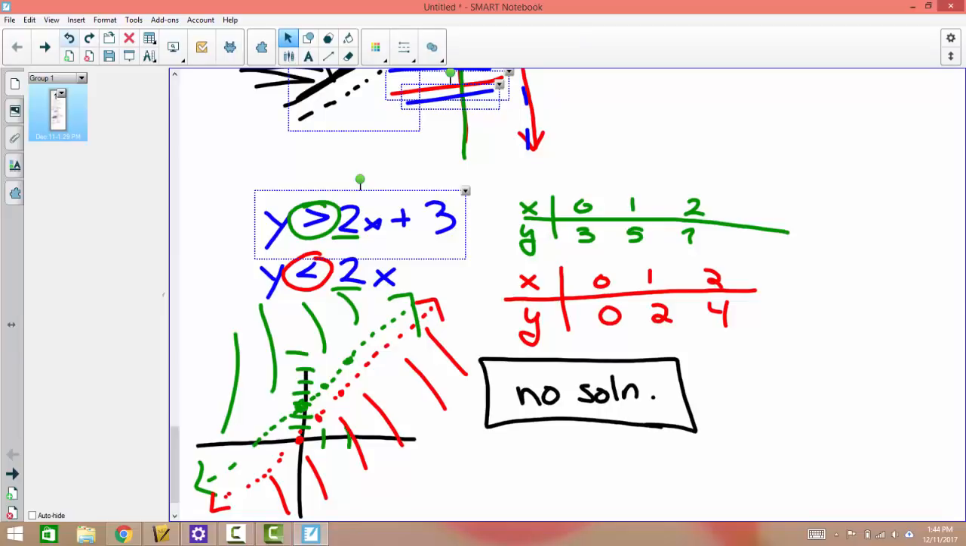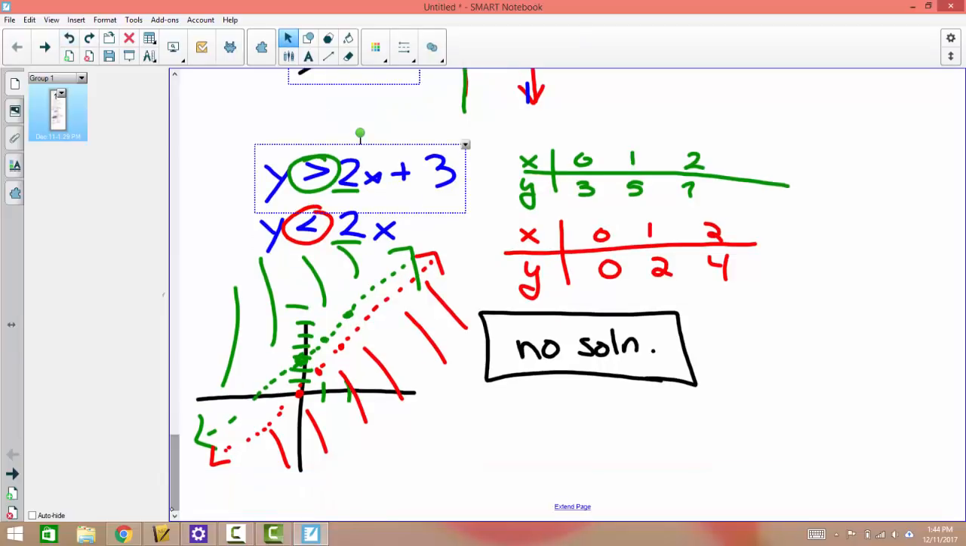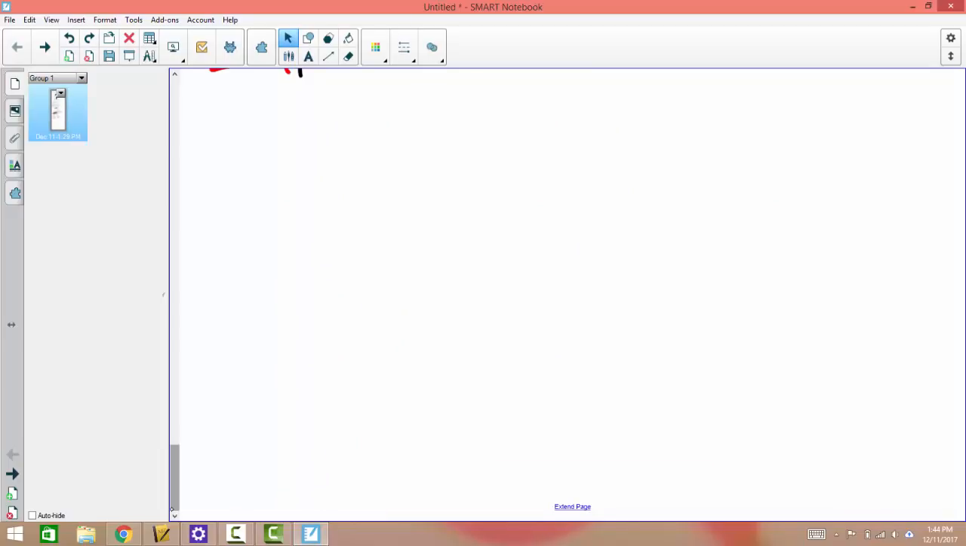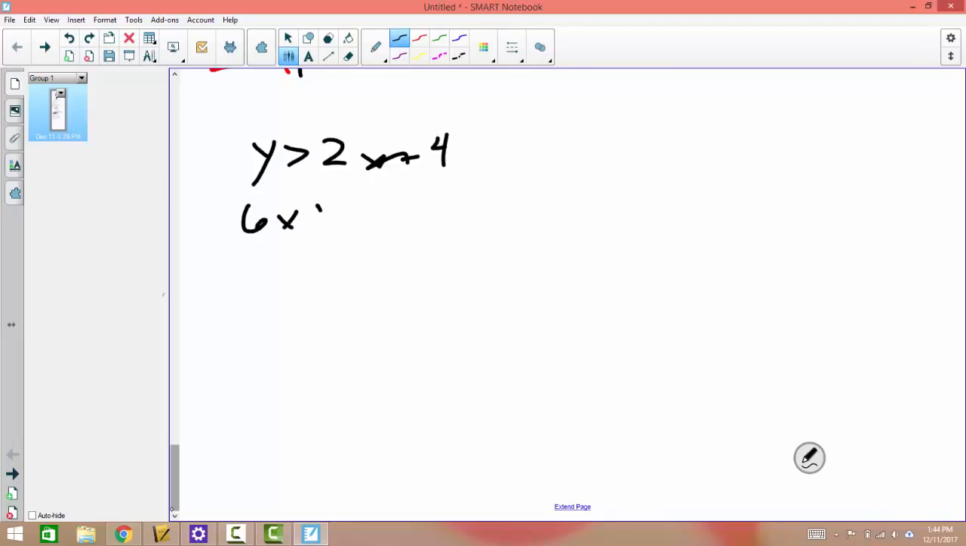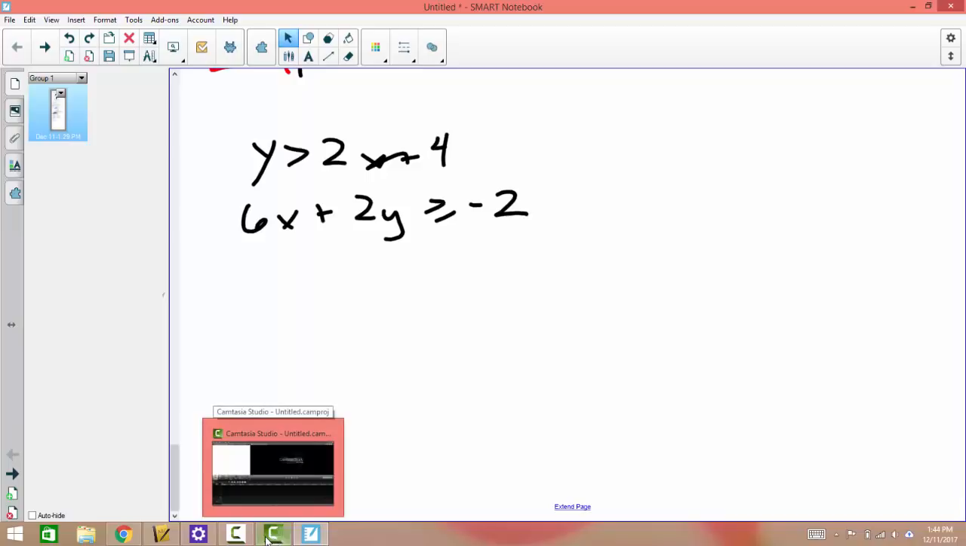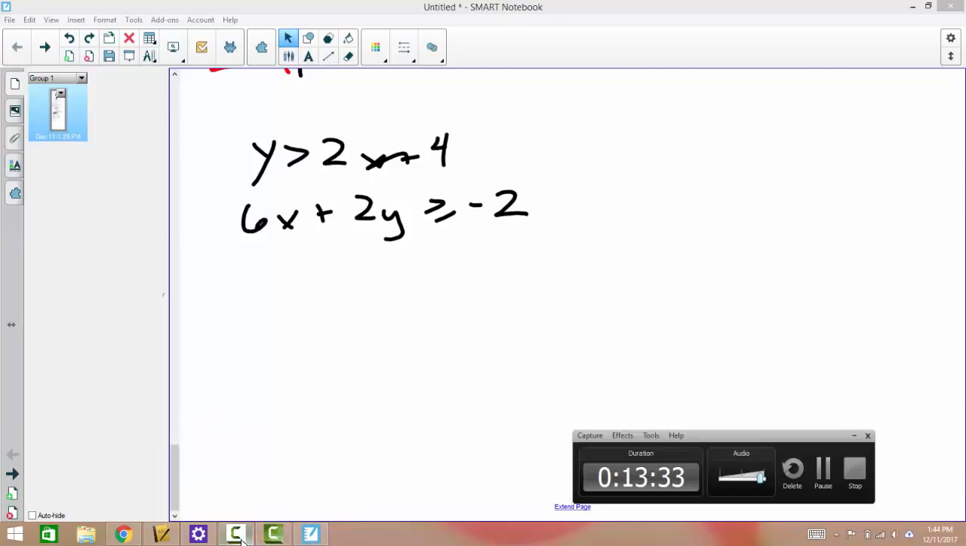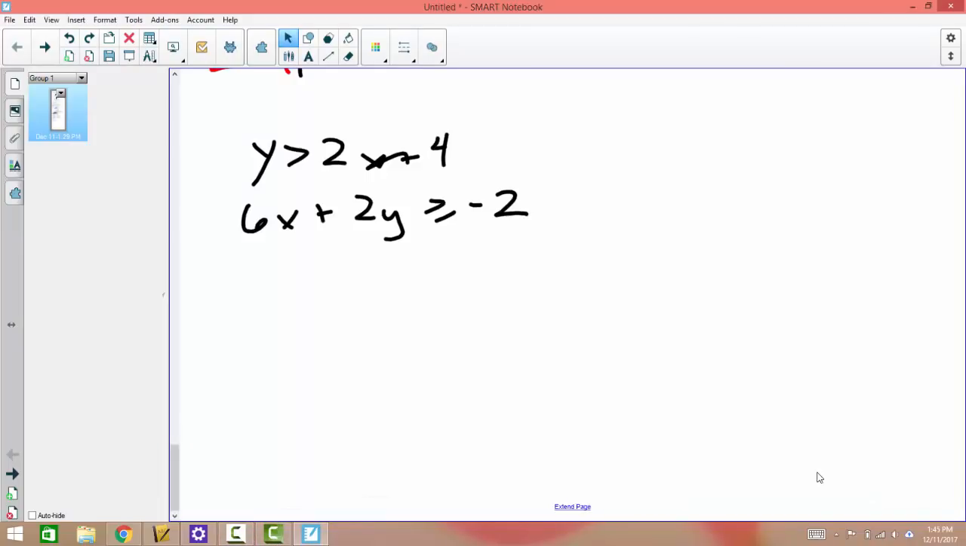Let's just try one more. So y is less than 2x plus 4, and 6x plus 2y is greater than or equal to -2. All right, go ahead and try that, and we'll come back in just a minute. Okay, hopefully you have had plenty of time to figure this one out.